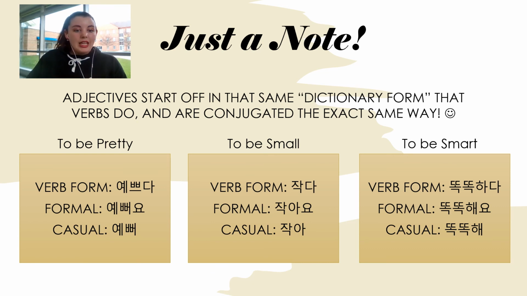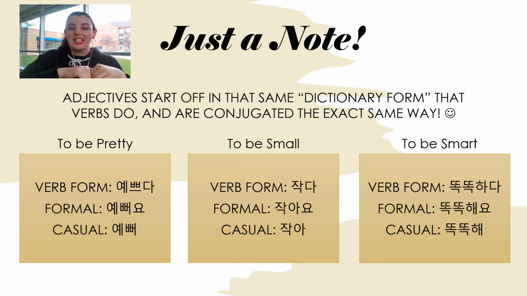So, for example, 예쁘다 means to be pretty. So if we remove da, then we are left with 예쁘, right? Which is not a thing that you would say to someone. So since the last vowel is not o or a, we add 어요, right? So 예뻐요. And then if we want to make it casual, we just say 예뻐.